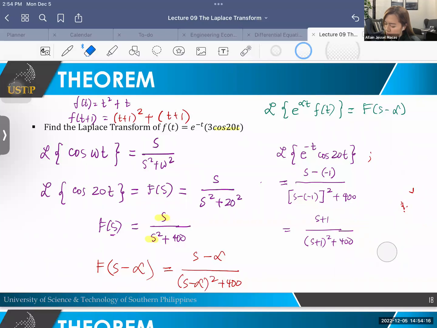Sige, before we proceed. Ay, dili man ito. Okay, wala na yung pangutana.